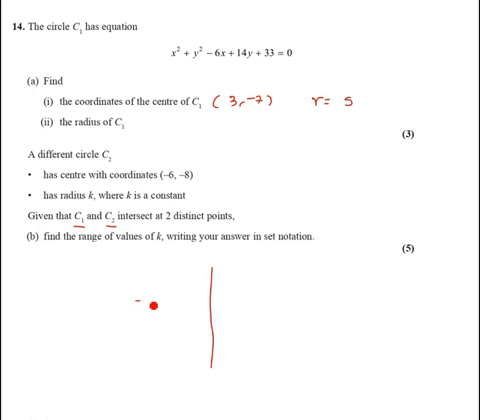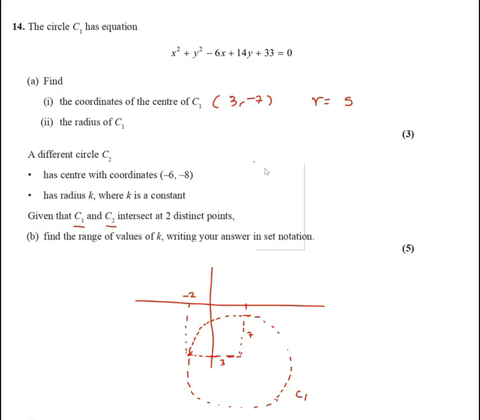Okay, so let's try to sketch the diagram for this question. It's not necessary, but it helps. So the center for this one is 3 and -7, so the x coordinate is 3, the y coordinate is -7, and this is the center. It's just a rough sketch. The radius is 5, so you go 5 up, 2 more here, so this is the maximum. So if I draw this, the circle will look something like this. Okay, so that's circle C1.